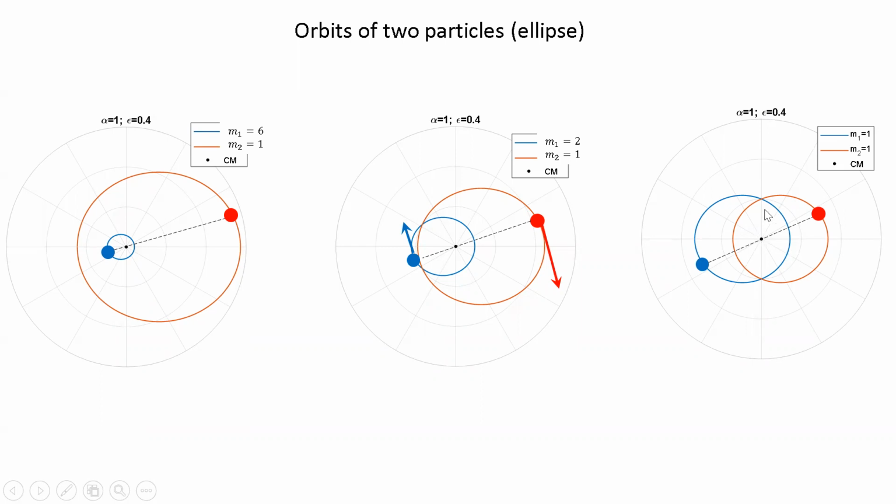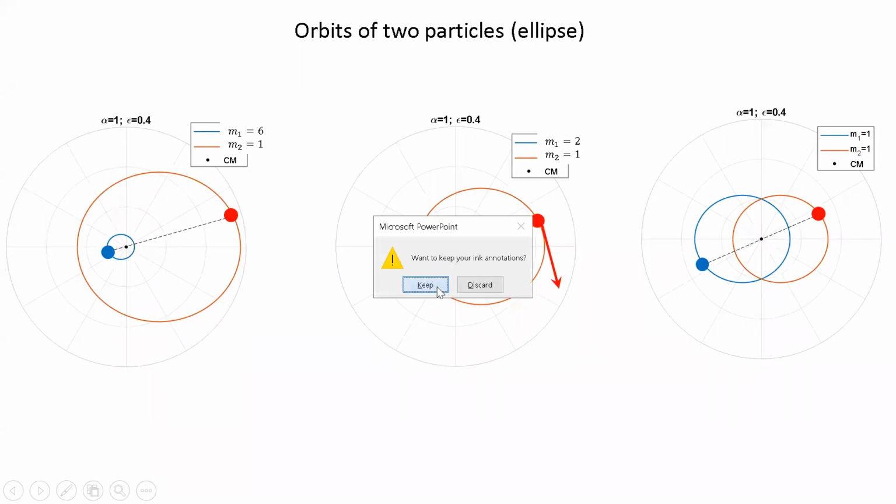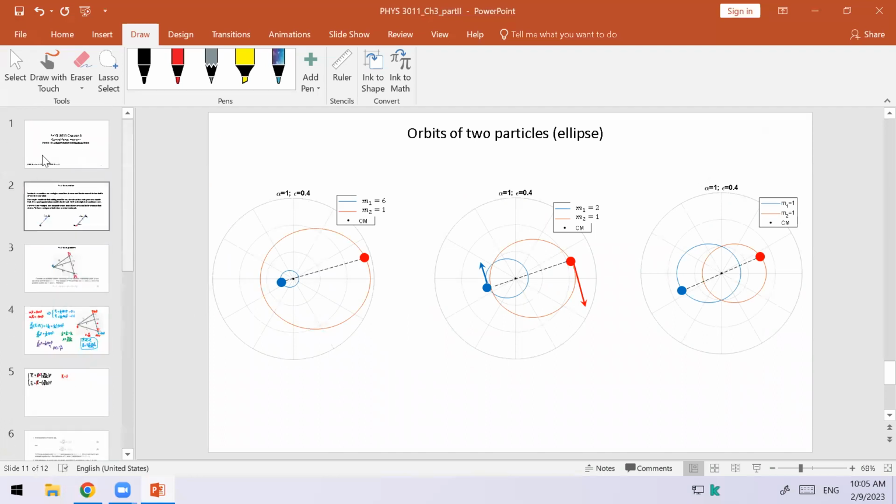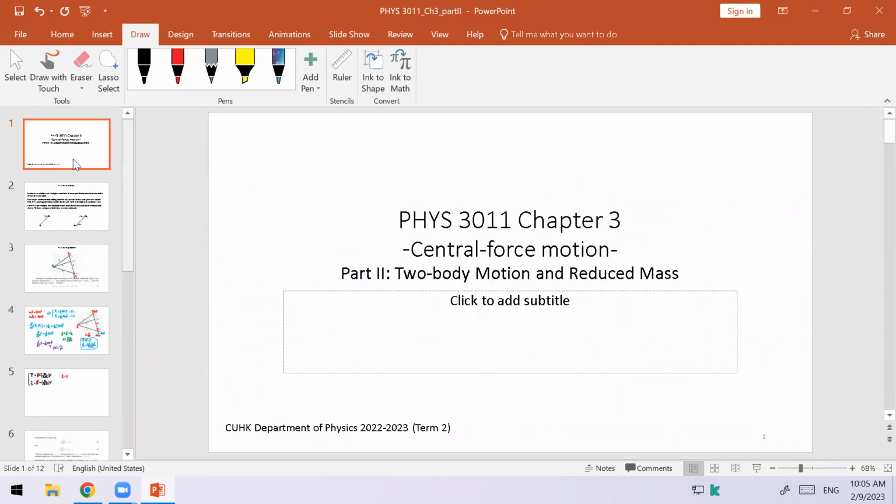But one thing to notice is that the two ellipses don't overlap with each other. So this is a short part of this chapter because, as you can see, once you convert this two body motion into an effective one body motion, then you are done. You just need to mathematically replace the mass with the reduced mass of the system.